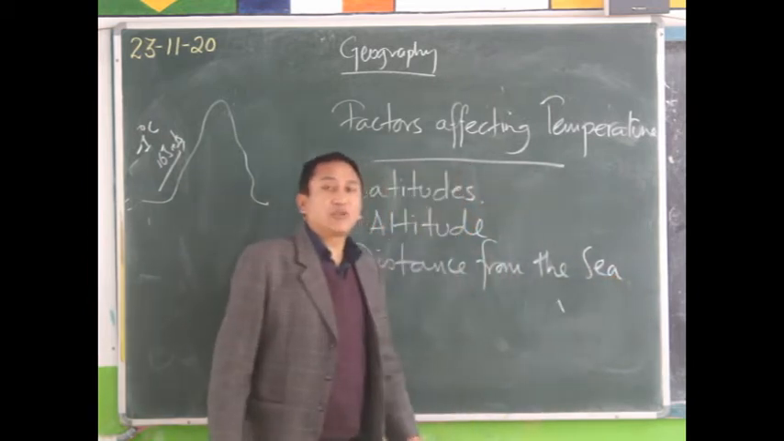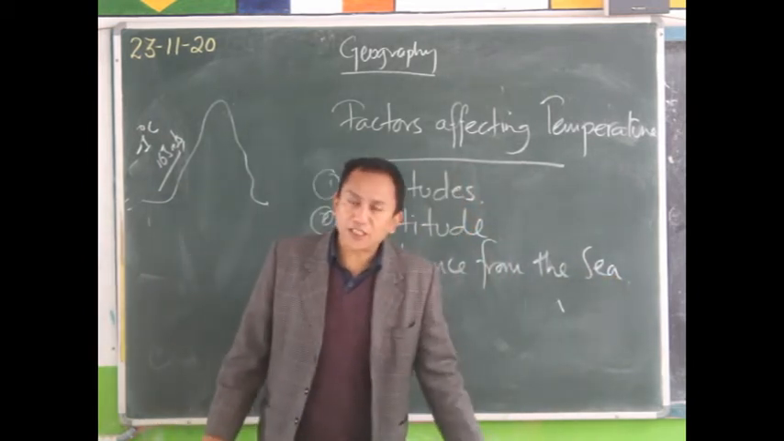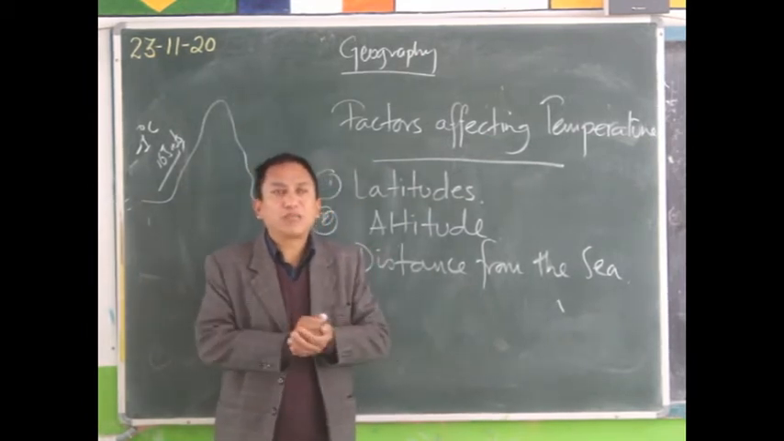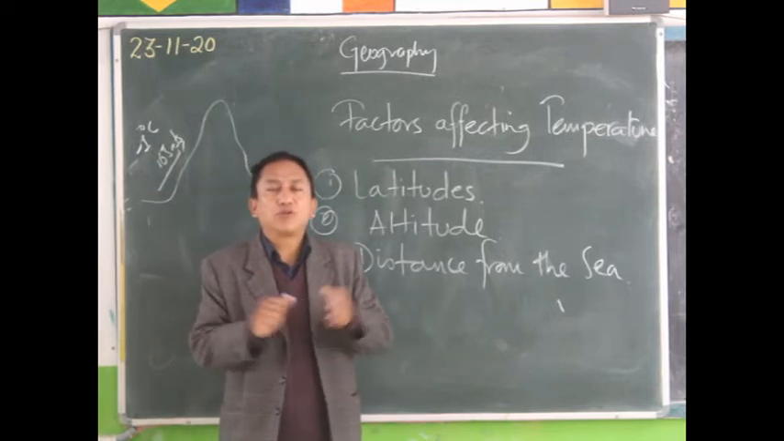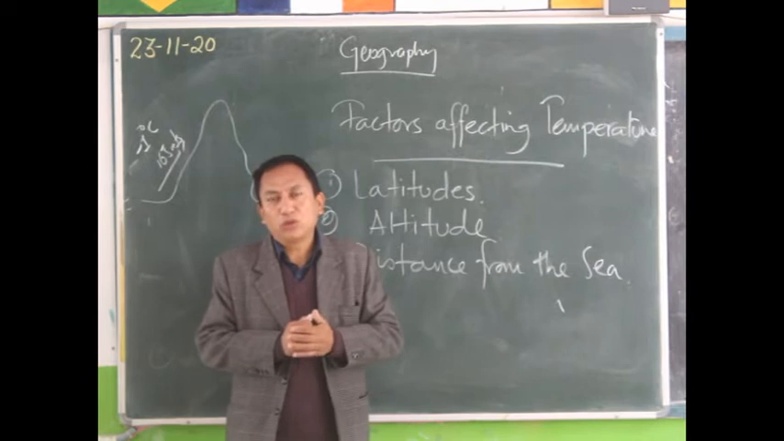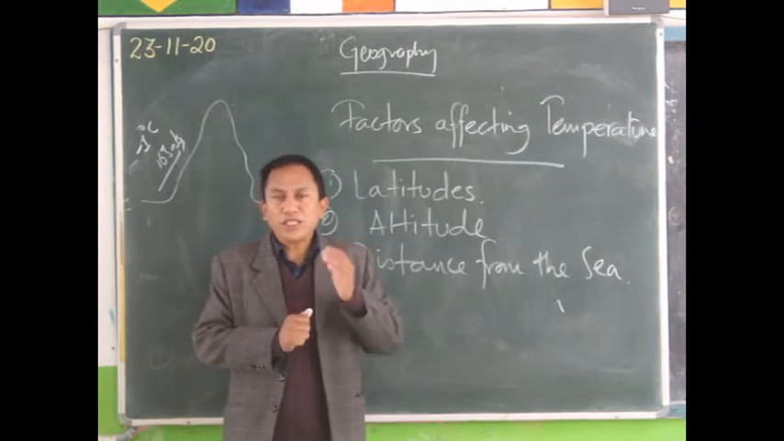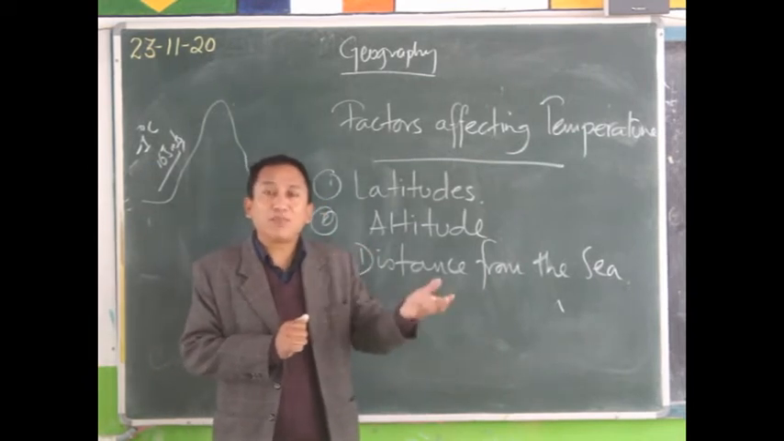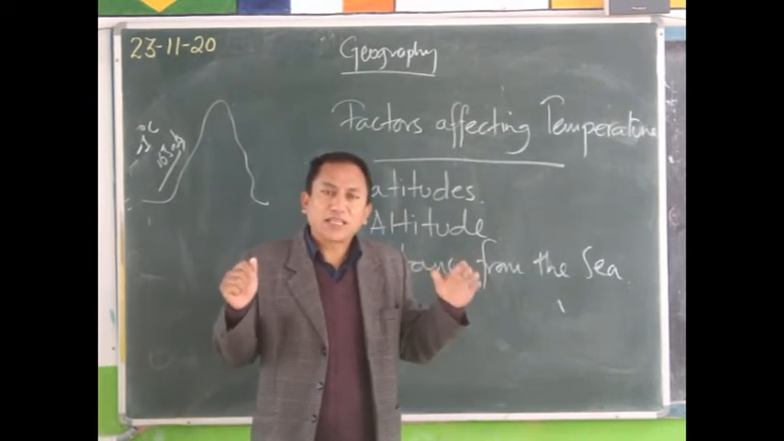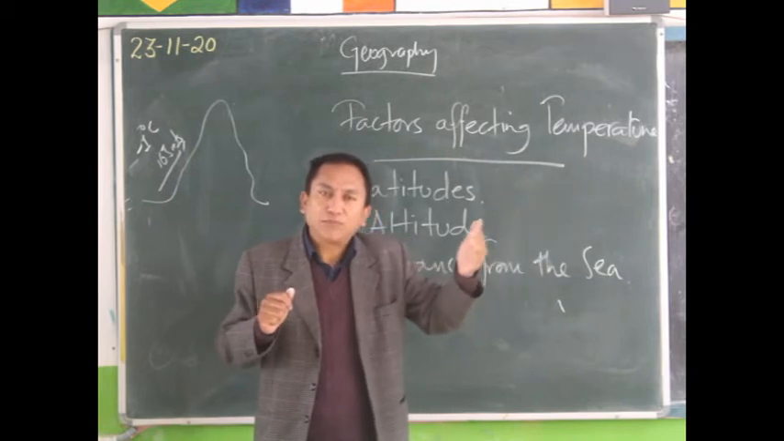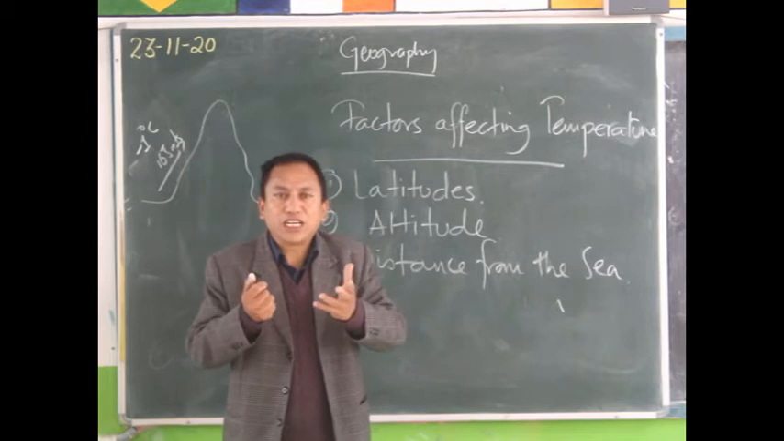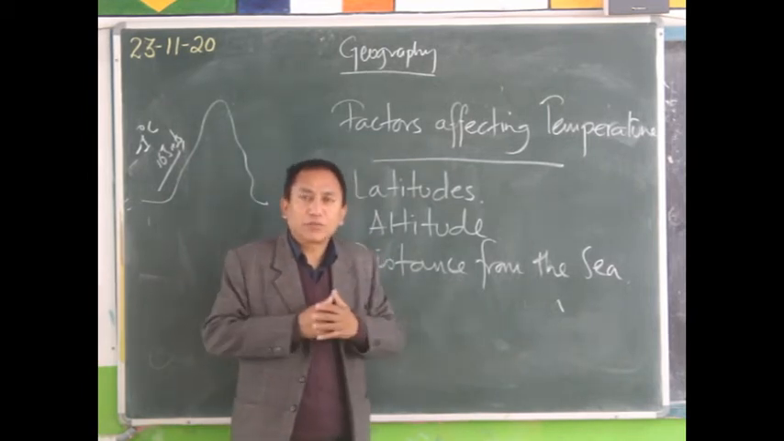How does the distance from the sea also influence the temperature of a place? Now we know that if you go to the coastal areas, if you go to the sea coast, sea beaches, they have a very, very moderate temperature. It's not very hot and not very cold. The reason why this happens is because of the influence of the sea breeze and land breeze. During daytime, it's very hot in the land. But at that time, cold winds from the sea come blowing towards the land, whereby making it very cool during daytime in the land, in the sea beaches.